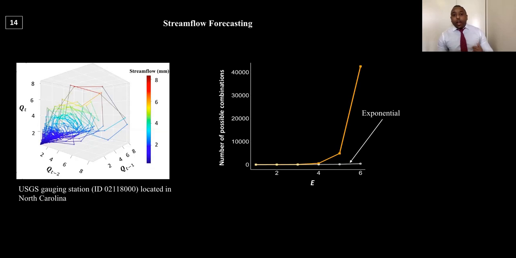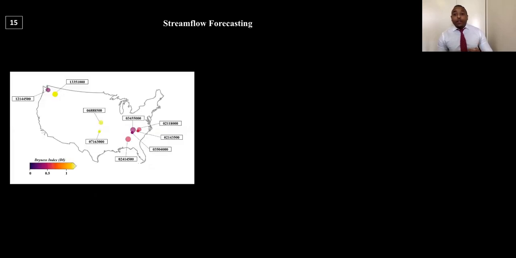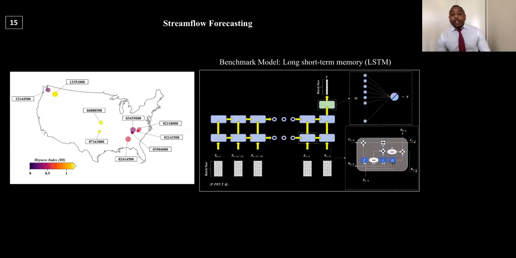So I applied this algorithm for daily streamflow forecasting in 9 hydrologic basins across the contiguous United States. And these basins have different physical and climatic properties. Of course, I also needed a benchmark model. So in this case, I used a deep neural network model of long short-term memory, LSTM. And the LSTM was chosen here because it has been shown to provide good performance with regard to streamflow forecasting.